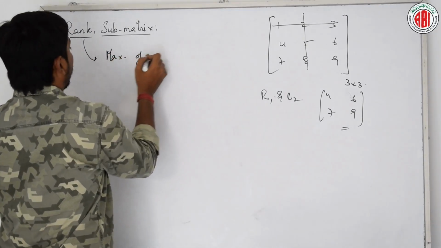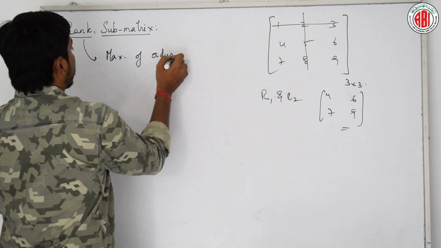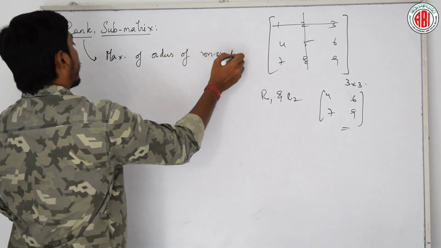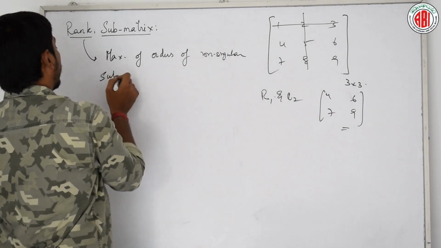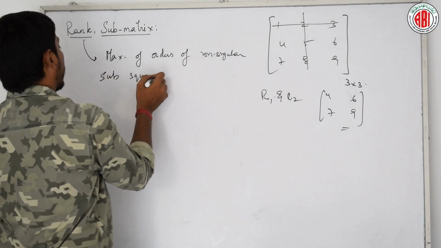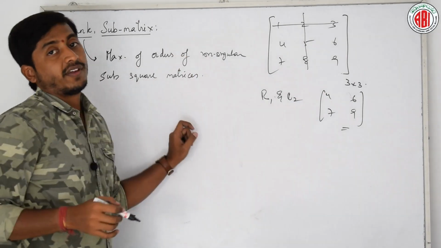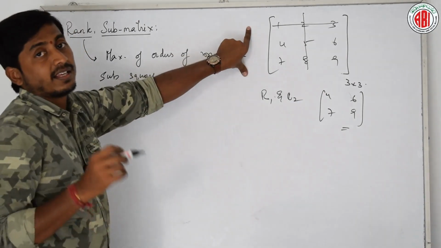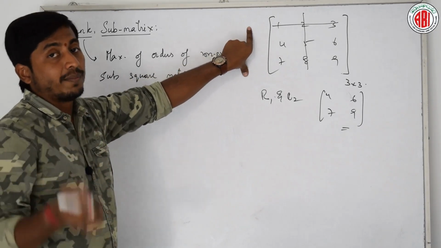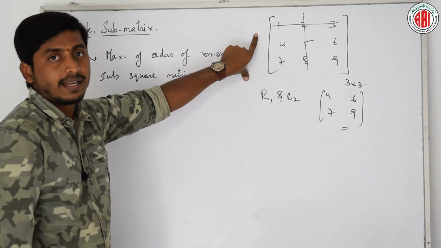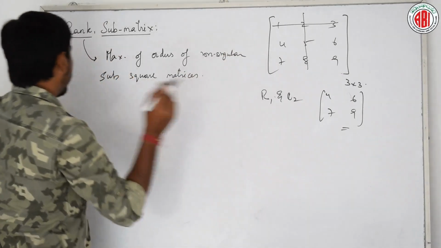Rank is the maximum of the orders of non-singular sub-square matrices. Is it fine? If there is a matrix, we have to find the submatrices whose determinant is non-zero. Is it clear? That is, we will have 3 conditions.